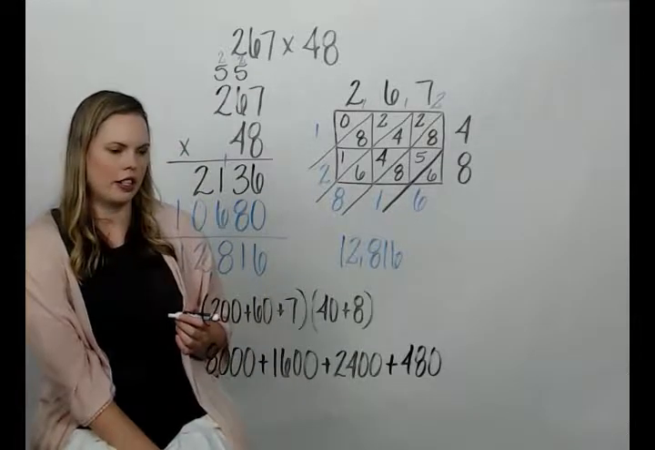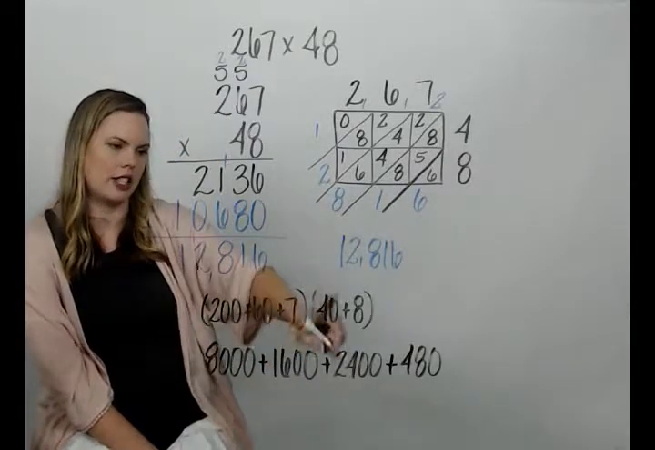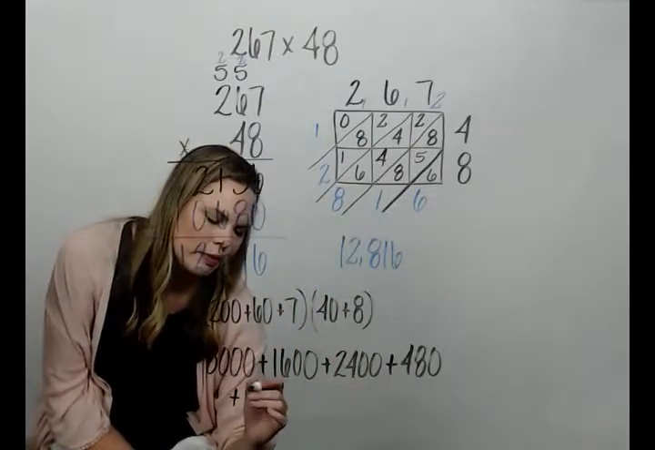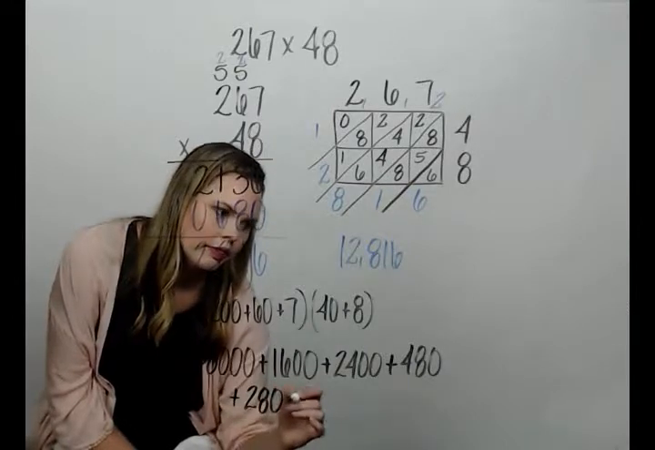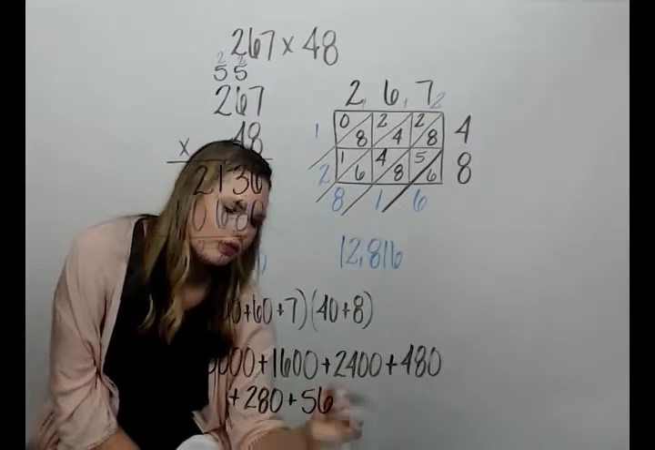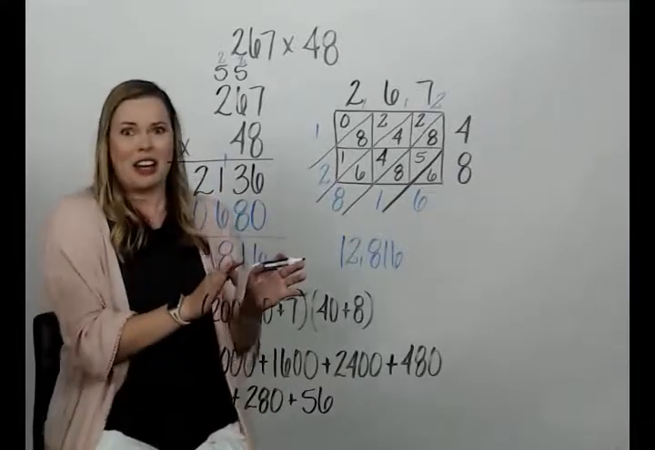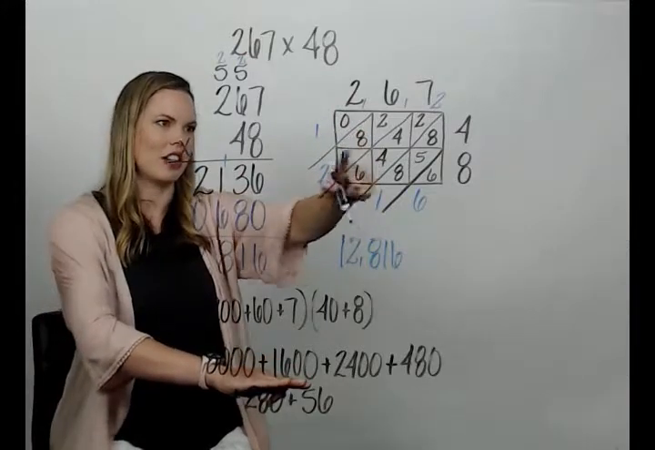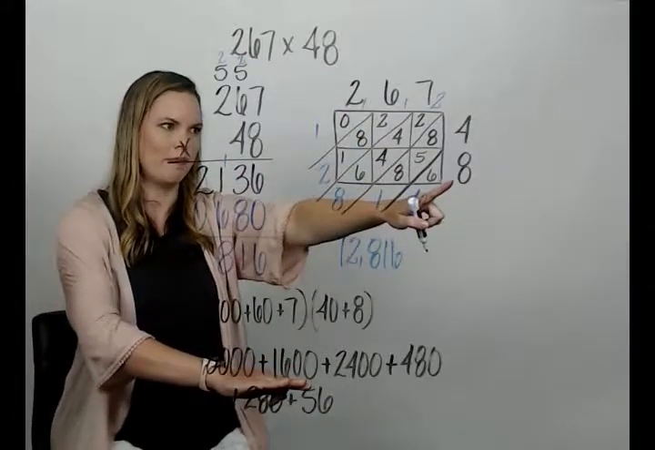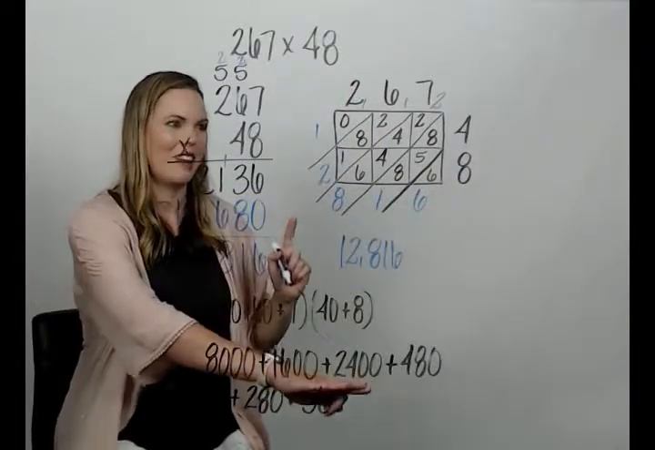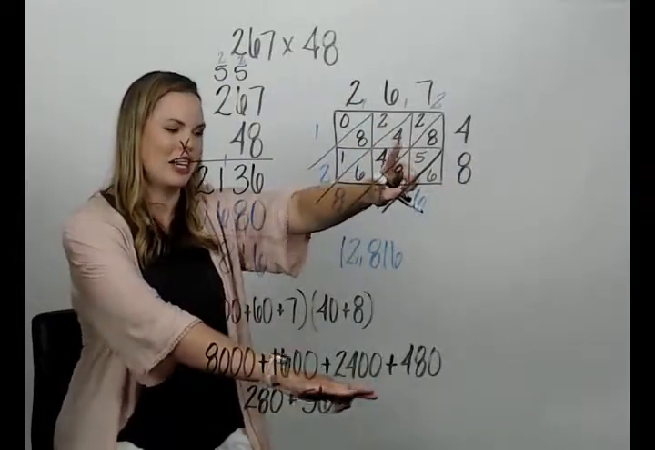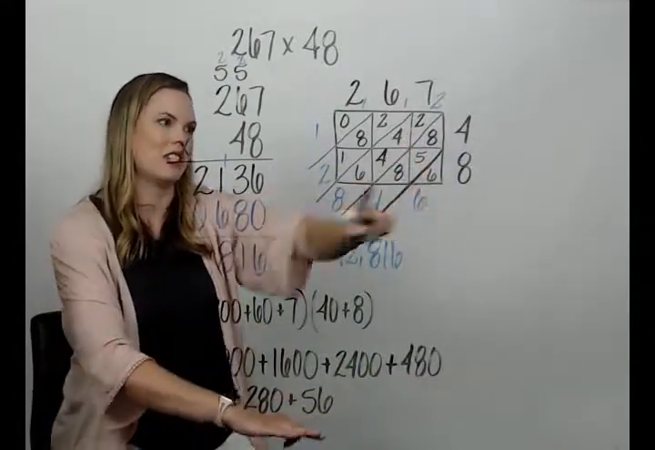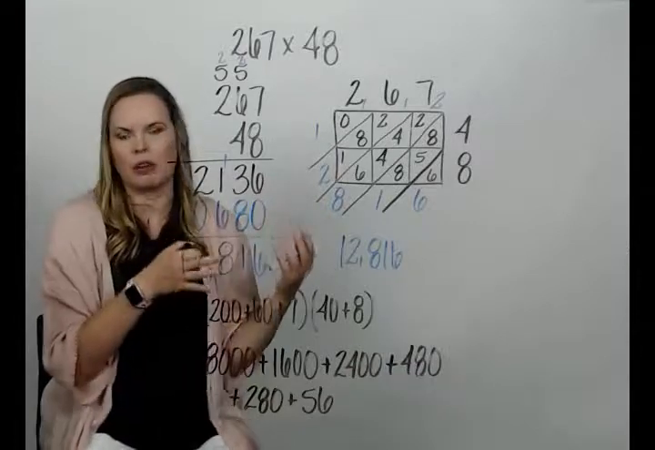All right. And then I'm going to take the 7 to the 40 and the 7 to the 8. So 7 times 40 and 7 times 8. And so hopefully you're seeing this connection. 8,000 is right here. 1,600 is right here. The 200 times the 40, 200 times the 8. Okay, the 2,400, the 480, the 280, and the 56, and how everything's lined up in the correct place value.